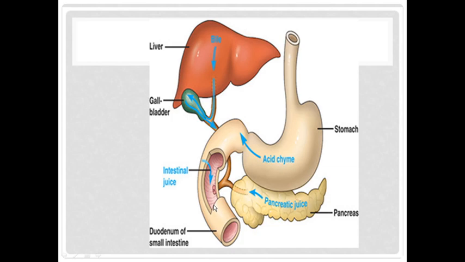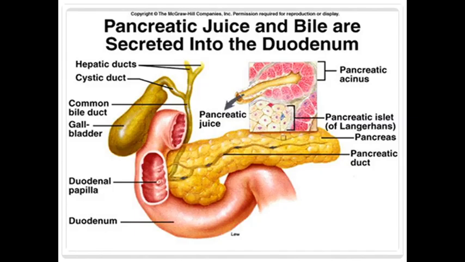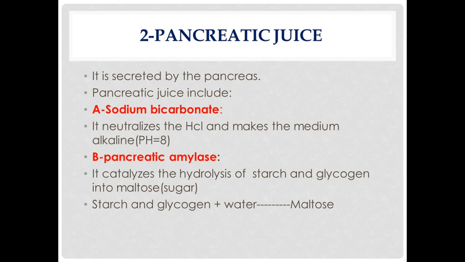Can you see this picture? Again, we have the bile duct and the bile and pancreatic duct. The next juice here is the pancreatic juice. It is secreted by the pancreas.